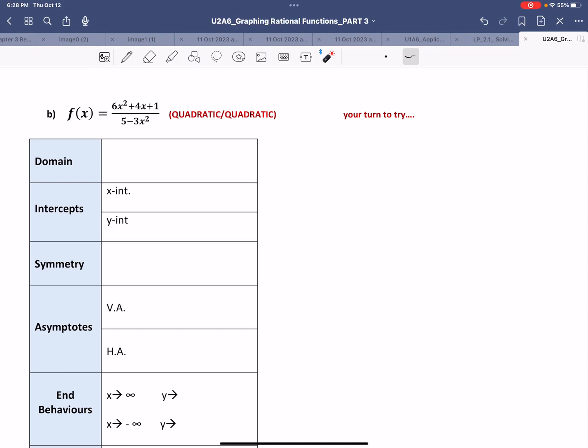Let's take a look at a very special rational function. So this time we're graphing a quadratic over quadratic, and what makes this function special is the way it behaves around the horizontal asymptote. We'll start off with the domain.